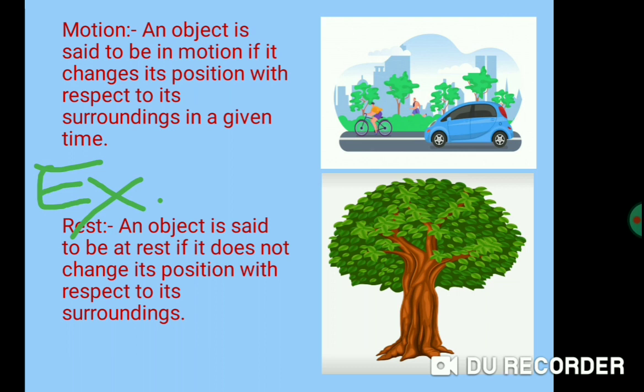Why are these all in the state of motion? Because a running car, that means a moving car, is changing its position. Flowing river, flying birds, these all are changing their position from one place to another, or from the surrounding, with respect to time interval.